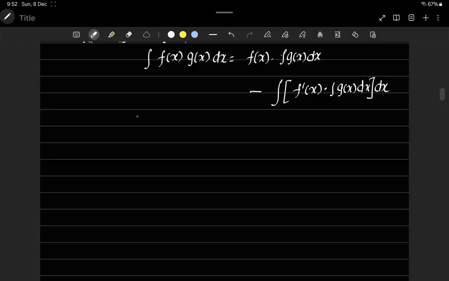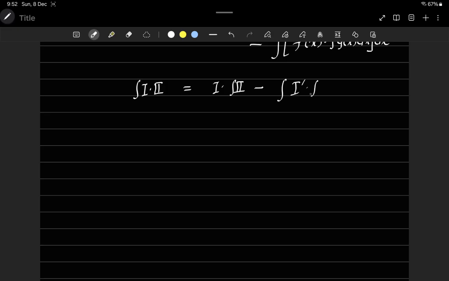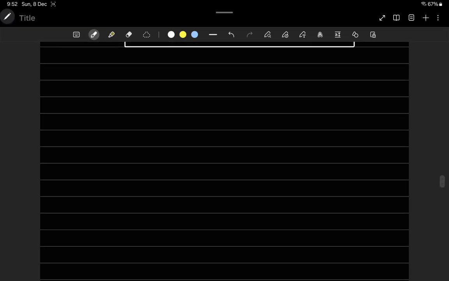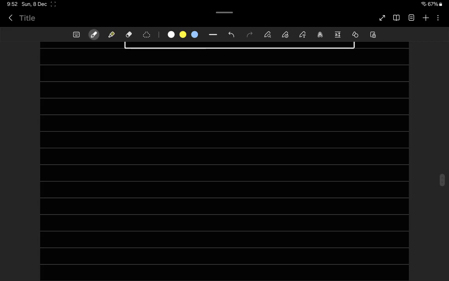Or generally some like to write it as first into second: the integral of first into second is equal to first into integral of second, minus the integral of the differential of first into the integral of second. So some like to write it this way. Now we will be focusing on the generalized integration by parts rule.